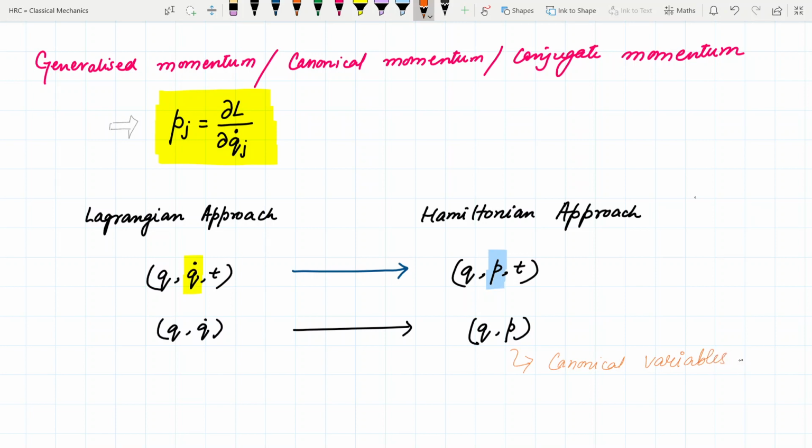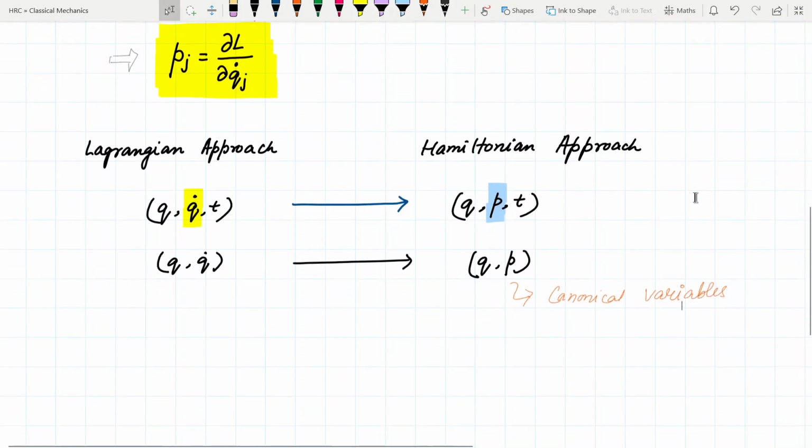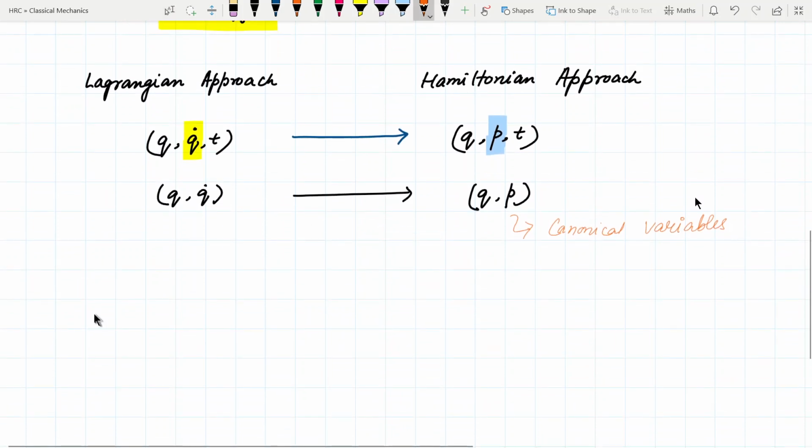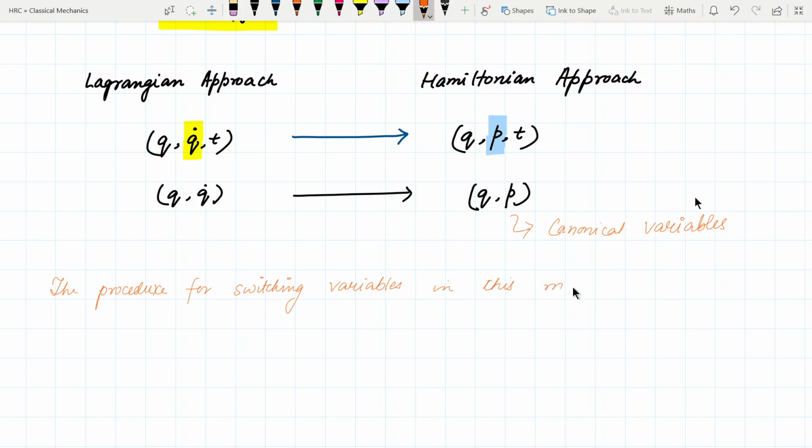These are known as canonical variables, and the procedure for switching variables in this manner is given by what is known as the Legendre transformation.